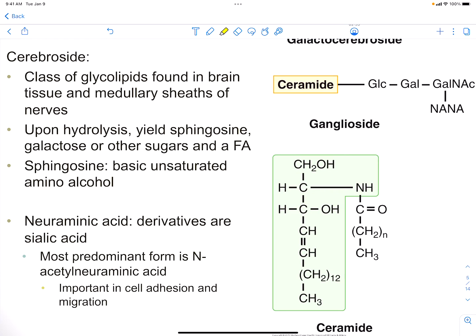A cerebroside is going to be found in the brain tissue as well as the sheaths of nerves, in the medullary sheaths of nerves. And you're going to break them down, and this will yield a sphingosine, galactose or other sugars, and a fatty acid. And a sphingosine is a basic unsaturated amino alcohol, which I'll talk about in just a moment. We have neuraminic acid, which is a version of sialic acid, and acetylneuraminic acid is important for cell adhesion and migration, and these are going to be our gangliosides.